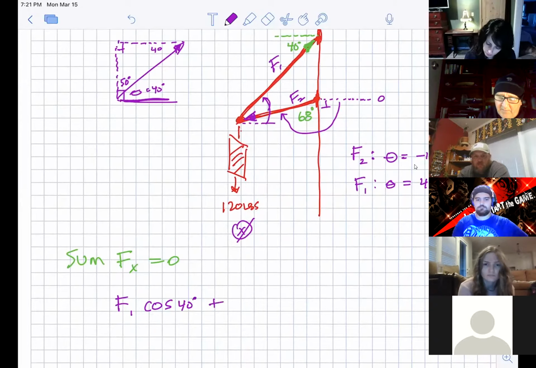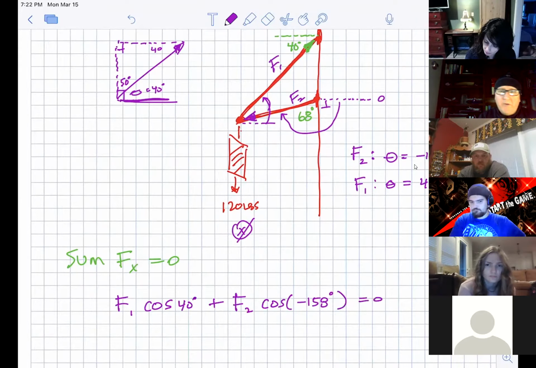And then for force two, it has to be multiplied by the cosine of its angle, which is negative 158 degrees. And I need those to add up to zero. Notice the 120 doesn't contribute.